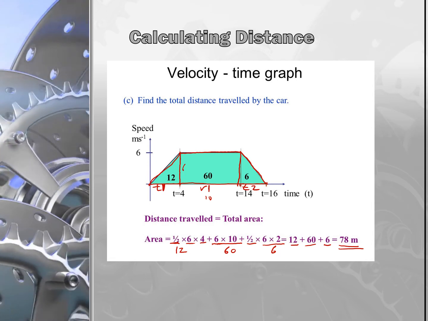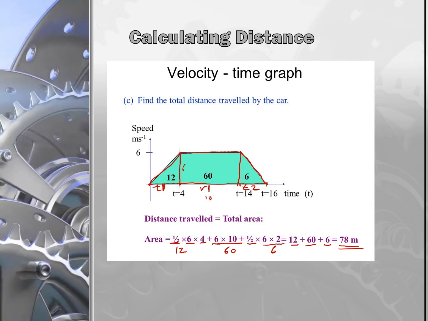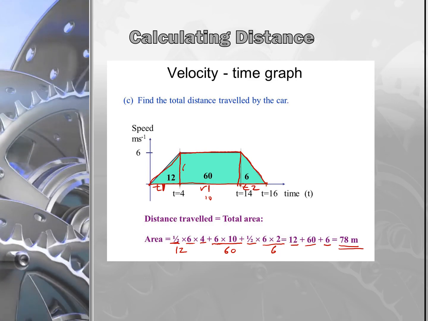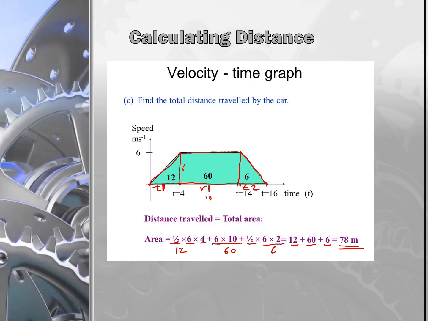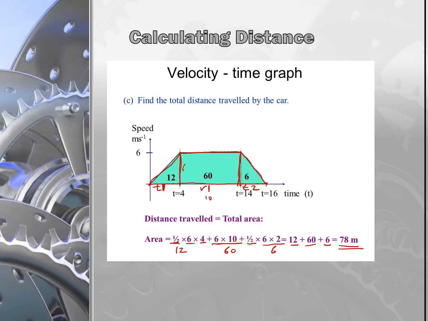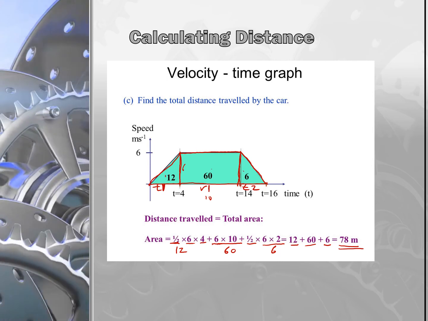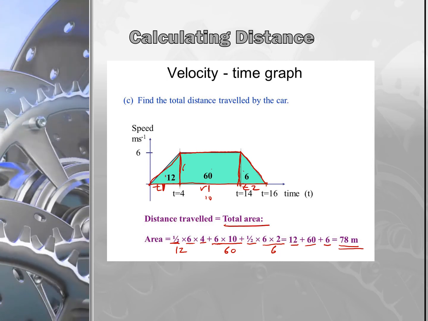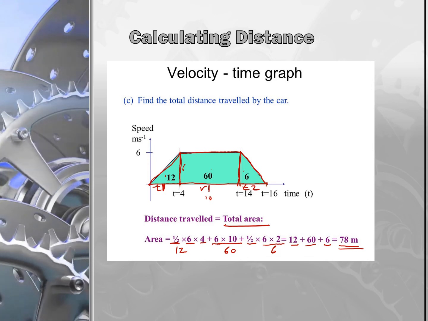So that is the process we use to work out the distance travelled. We split the graph up into different geometric shapes, triangles and rectangles, calculate the area of each one, add them together. That gives us the total area, which is the distance.